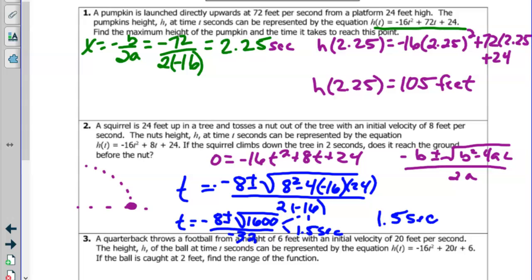Now we still have to answer the question. So what we just found was that the nut took 1.5 seconds to hit the ground. The squirrel took 2 seconds. So does he reach the ground before the nut? No. No, he does not. He can still eat it, right, but he just didn't reach it first.